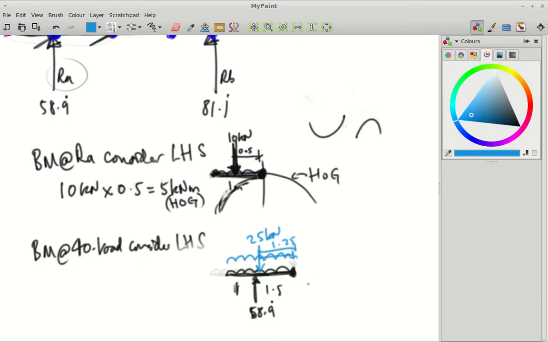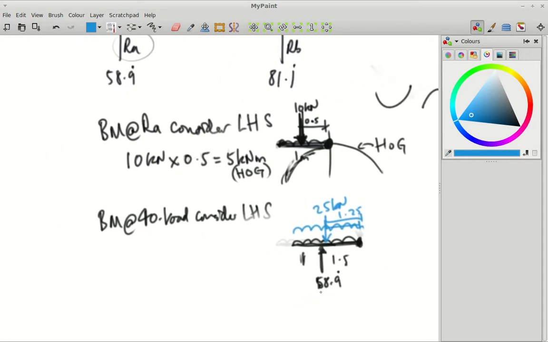Okay, so let's work out bending moments then. We'll just look at the RA value first. So let's say we've got RA as 58.9 times its distance to the lever arm, which is 1.5. 58.9 recurring times 1.5 equals 88.5, give or take, kilonewton meters, and we're going to assess if that's sag or hog.